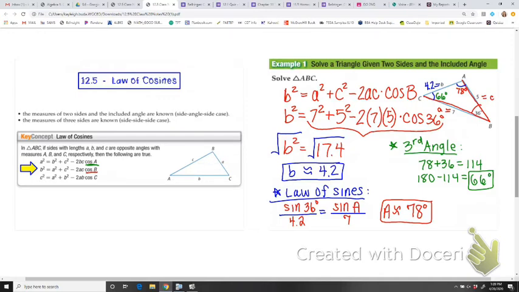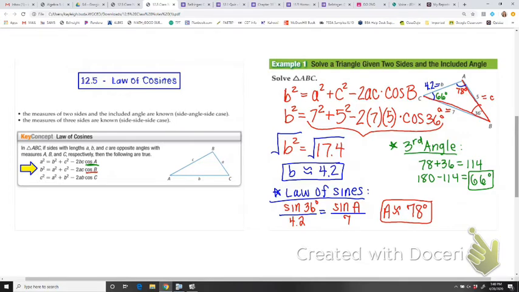So you can see I substituted that in. B squared equals 7 squared plus 5 squared minus 2 times 7 times 5 times the cosine of 36 degrees. Now, the whole right side of that equation, you could type directly in your calculator and you'll get 17.4, and then you have b squared equals that number. So in order to undo the square, you have to square root both sides. So the measurement of the third side, b, is 4.2.